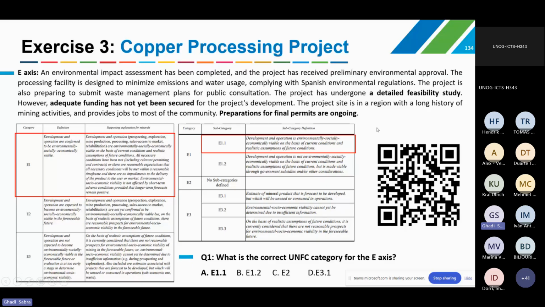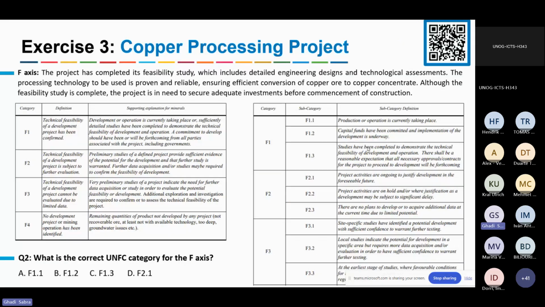This one is a bit of a tricky one, but it is necessary to evaluate all the information available in our case. Let's see the F axis. The project has completed its feasibility study, which includes detailed engineering designs and technological assessments. The processing technology to be used is proven and reliable, ensuring efficient conversion of copper ore to copper concentrate. Although the feasibility study is complete, the project needs to secure adequate investments before commencement of construction.